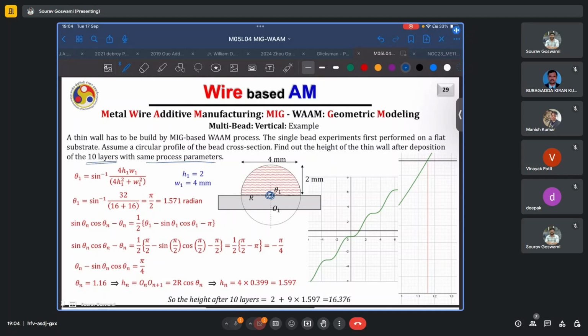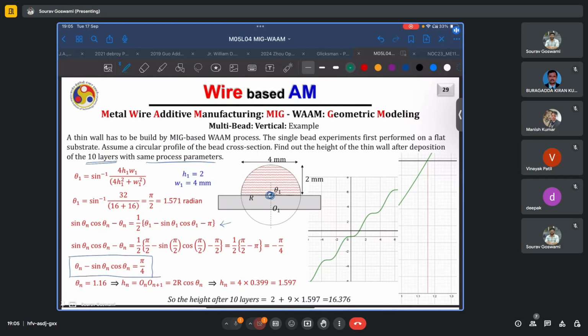Now for the nth layer, we have this expression in terms of sine theta n, cos theta n, and theta n, where we input the value of pi by 2, and that gives us the final expression: theta n minus sine theta n cos theta n is equal to pi by 4. Professor Kapil used graphical means to solve for this.